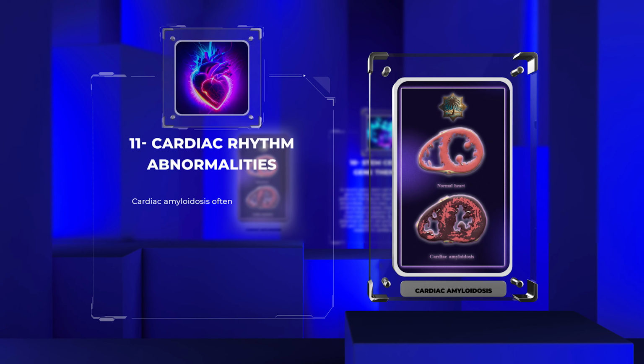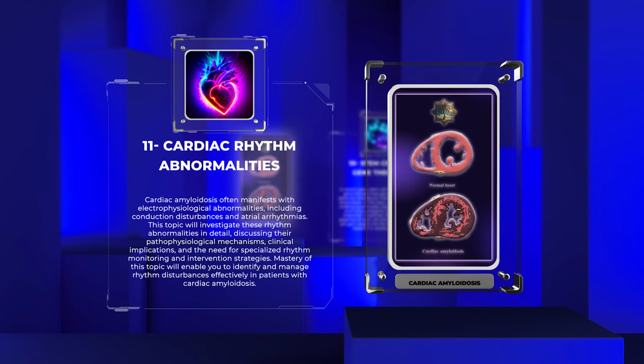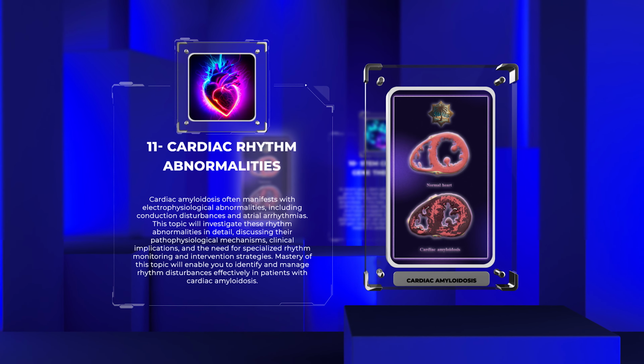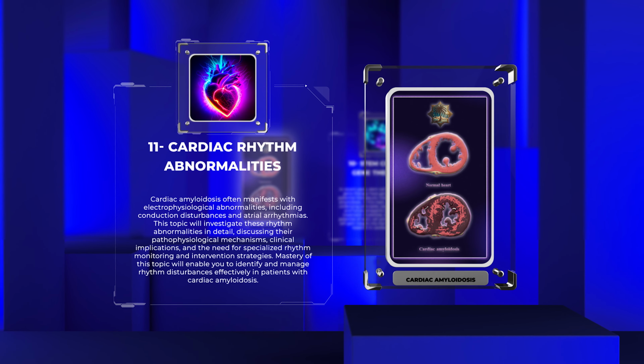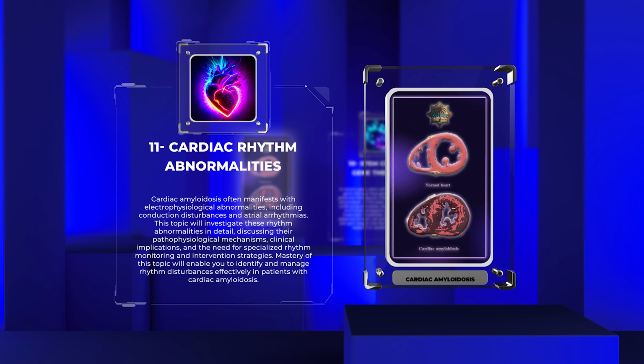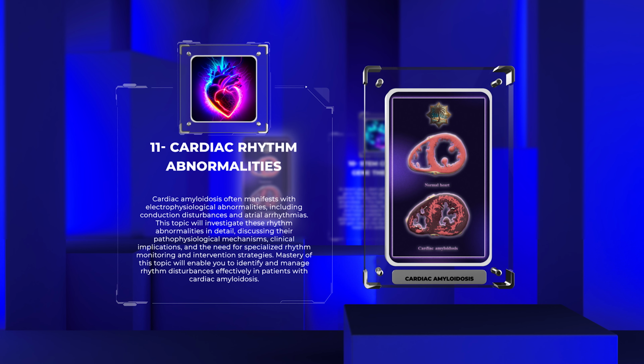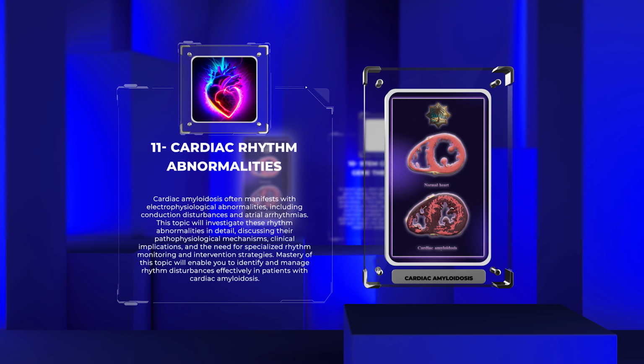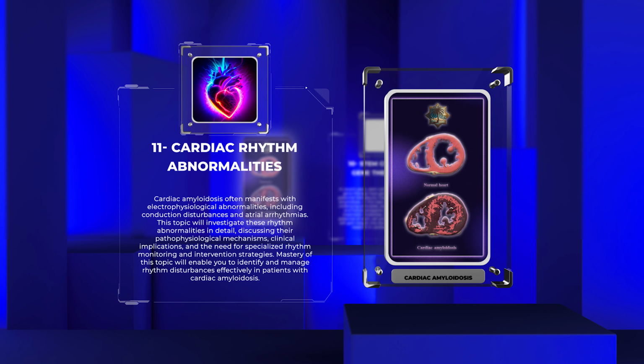Cardiac amyloidosis often manifests with electrophysiological abnormalities, including conduction disturbances and atrial arrhythmias. This topic will investigate these rhythm abnormalities in detail, discussing their pathophysiological mechanisms, clinical implications, and the need for specialized rhythm monitoring and intervention strategies. Mastery of this topic will enable you to identify and manage rhythm disturbances effectively in patients with cardiac amyloidosis.